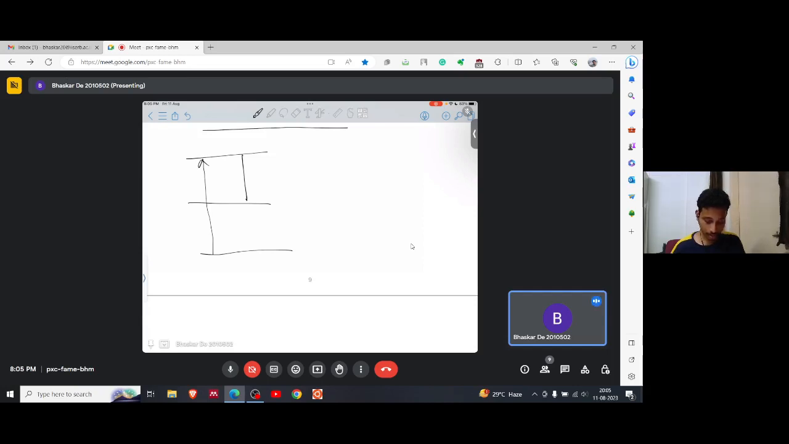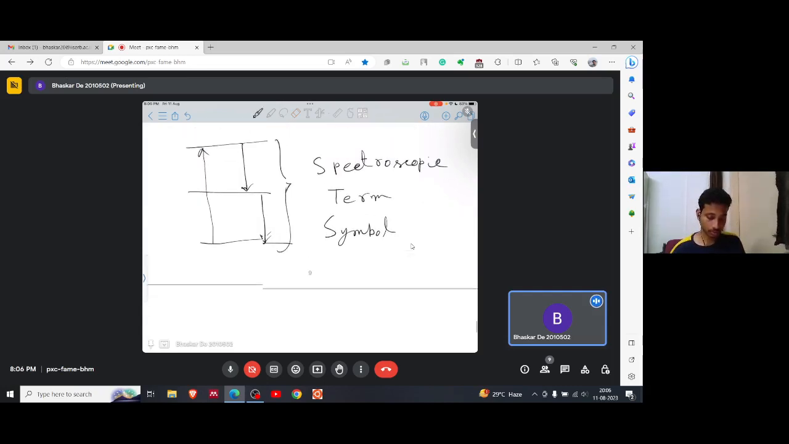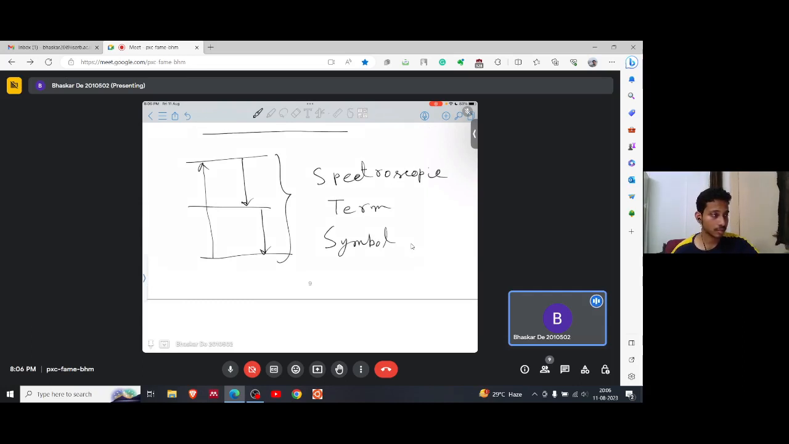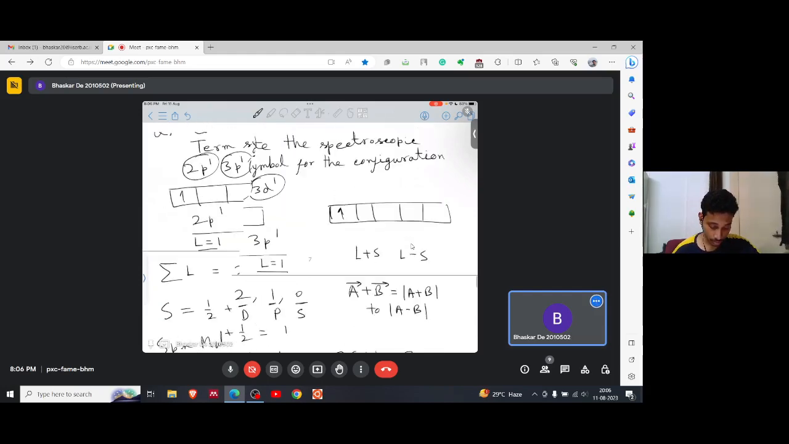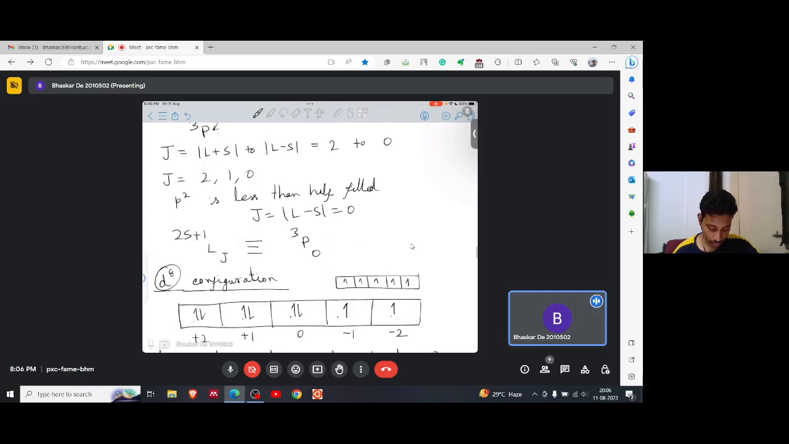So these states are written in terms of spectroscopic term symbols. When we are given the spectroscopic term symbol, it means that you can understand what the electronic configuration of that particular state was. So here we already know if it is D2 or D8, what kind of spectroscopic term symbol we are supposed to see.